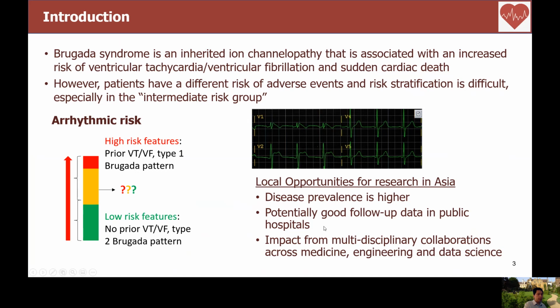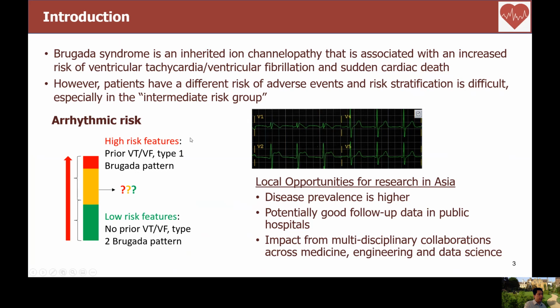So in terms of the impact, I think the way forward is to collaborate outside of medicine with colleagues from engineering and data science. There are a lot of machine learning algorithms that can really help us to improve the risk prediction.